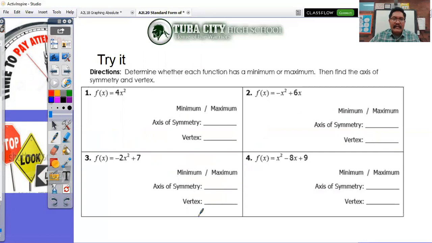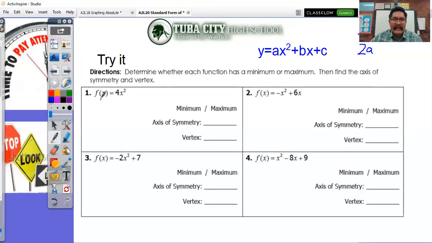So now we have to determine if any of these functions have a minimum or maximum, and then find the axis of symmetry and the vertex. So we are going to need our formulas, and we are going to need the negative b over 2a formula ourselves. So let's go ahead and work on this first example here.